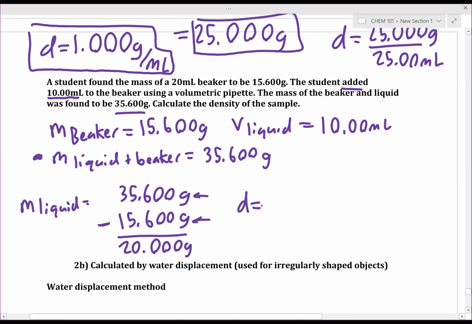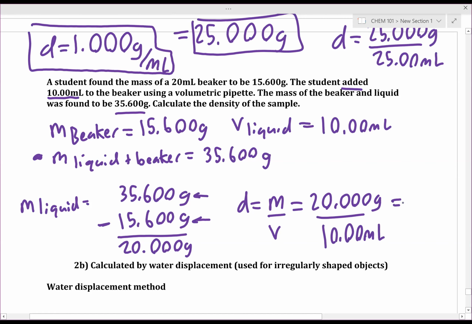Now, if density is equal to mass over volume, let me rewrite this over here. If density is equal to mass over volume, do we know the mass of our liquid? Yes. It's 20.000 grams. And do we know the volume of our liquid? Yes, 10.00. So punching that into our calculator, we get 2. Like 20 over 10 is 2. But that's not really the important part of this problem. The important part is how many sig figs you report.